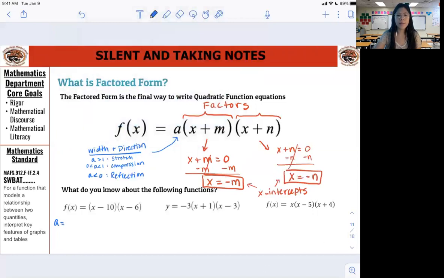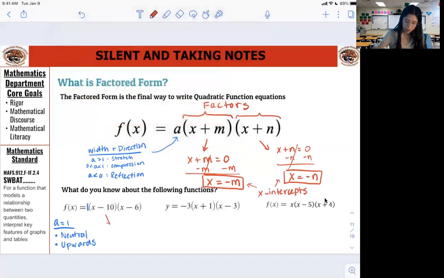What's the value of A? The value of A is 1. So width and direction, right? There's an invisible 1 in the front. It's neutral and it is facing upwards. Cool. Okay, and now these are my factors.